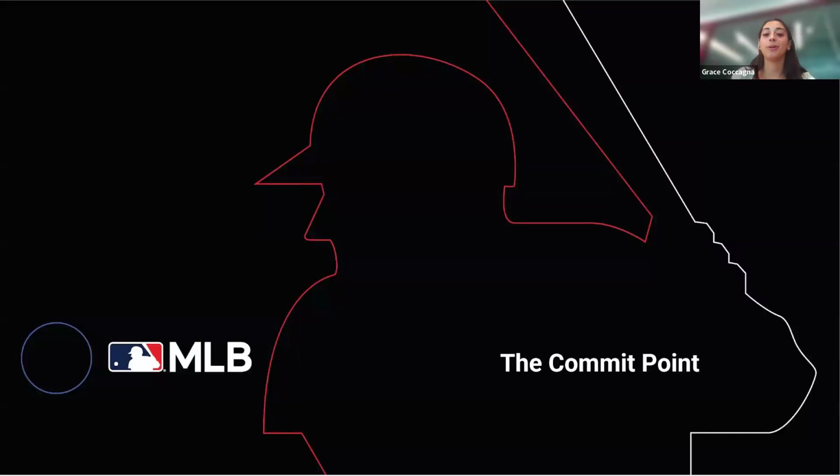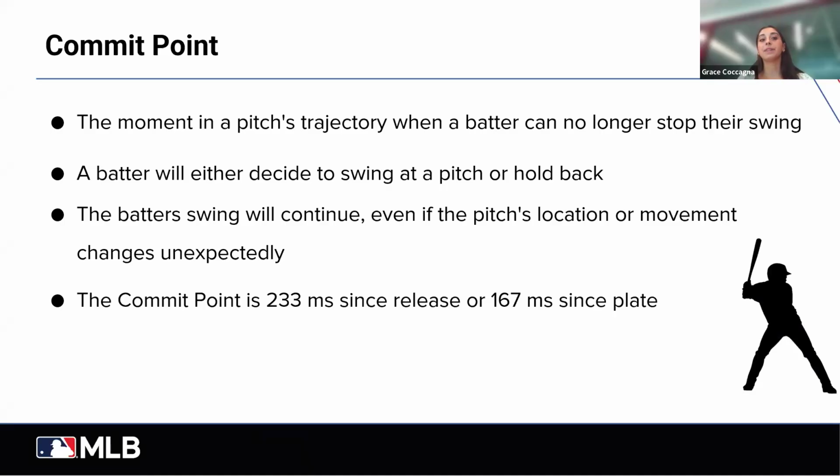So diving into the commit point and the methodology behind that. The commit point is going to be the closest point to the batter, so we're working backwards from the batter to the pitcher. That commit point is when the batter is seeing that pitch and deciding, this is my pitch and I'm going to knock it out of the park, or I'm going to hold back and take this one. After the commit point, if a batter has decided that he is going to swing at that pitch, it's often very difficult for him to pull back from that decision.